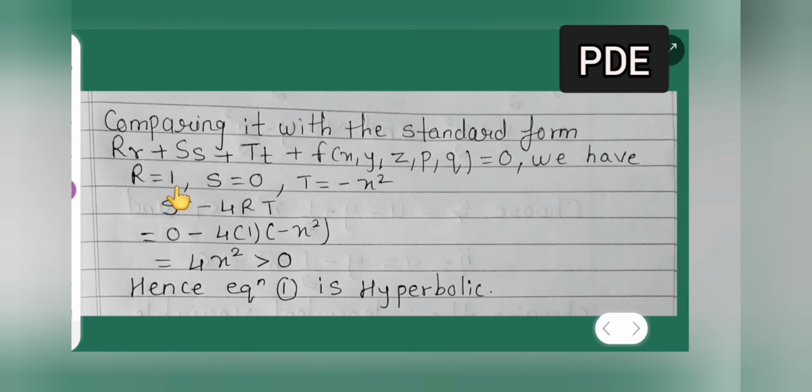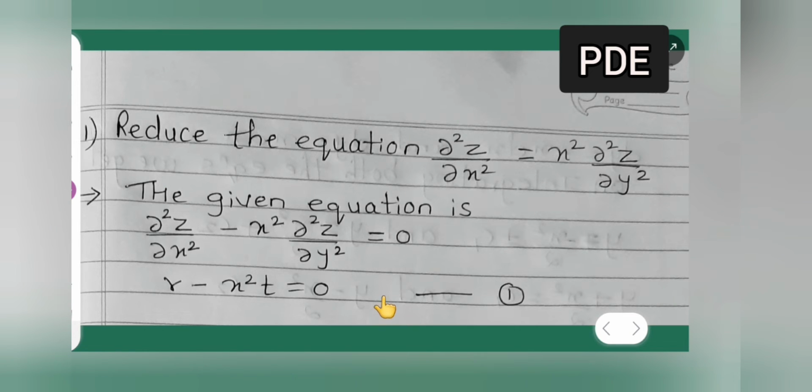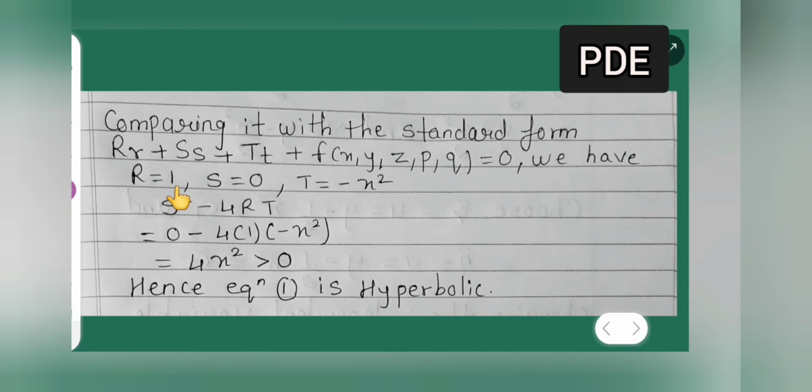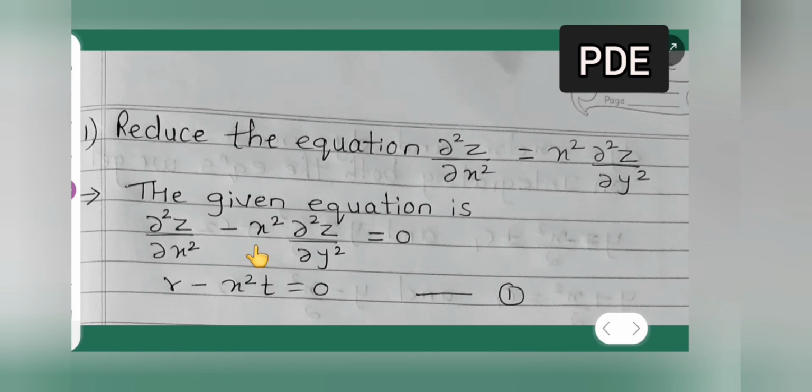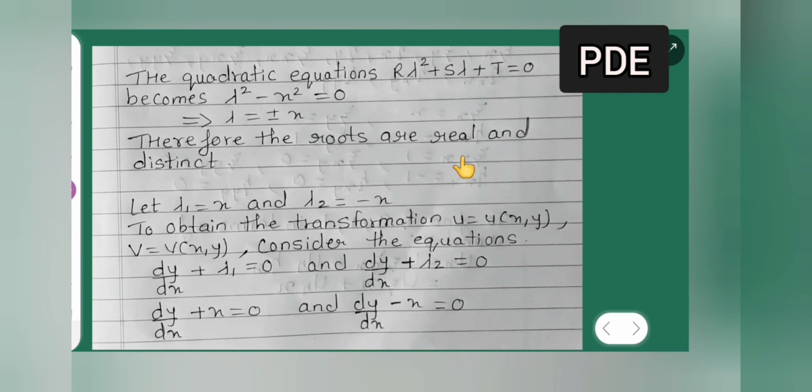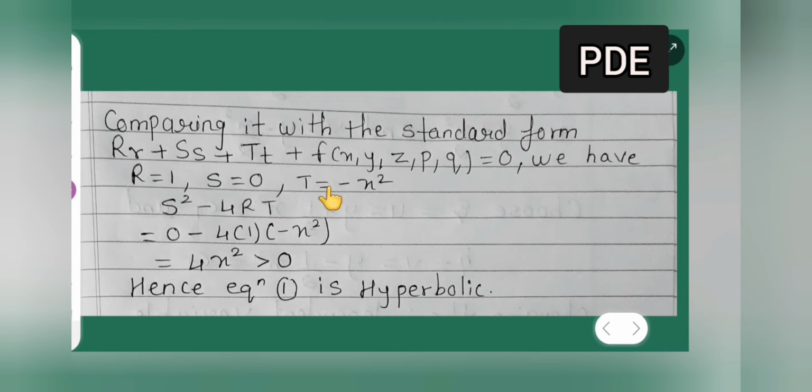What is r over here? r is nothing but 1, right? This is r, the coefficient here is 1. Now what is s? Is it there? No. So the value of s is 0. What is t? This is t, and what is this thing? x². So minus x², right? So t is equal to minus x².